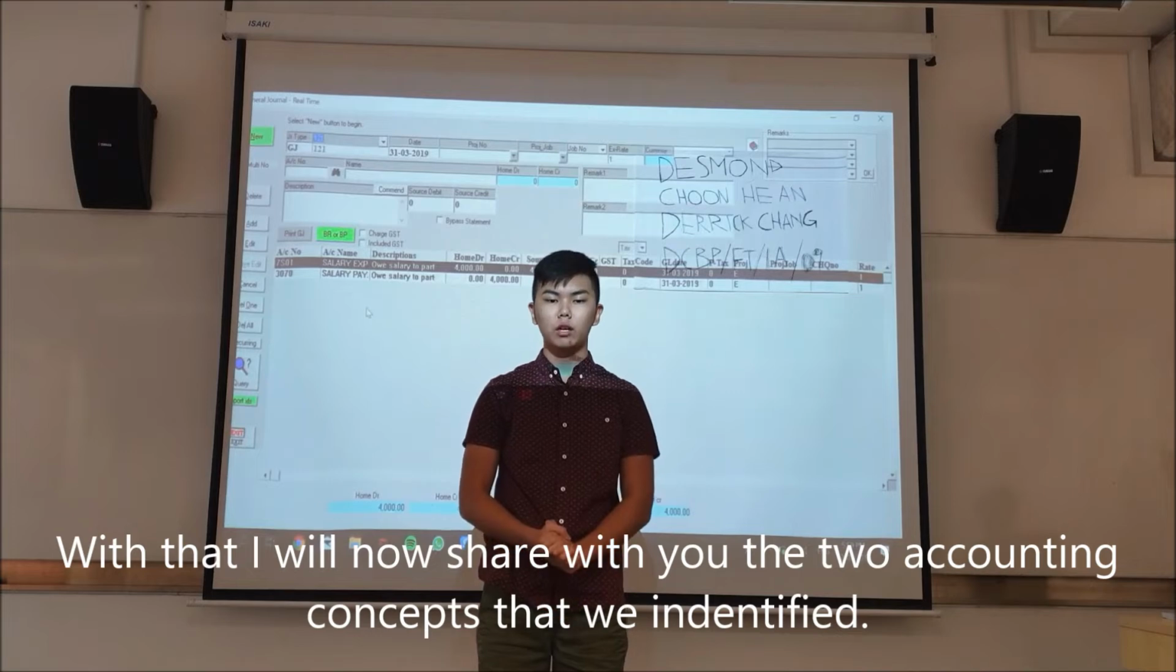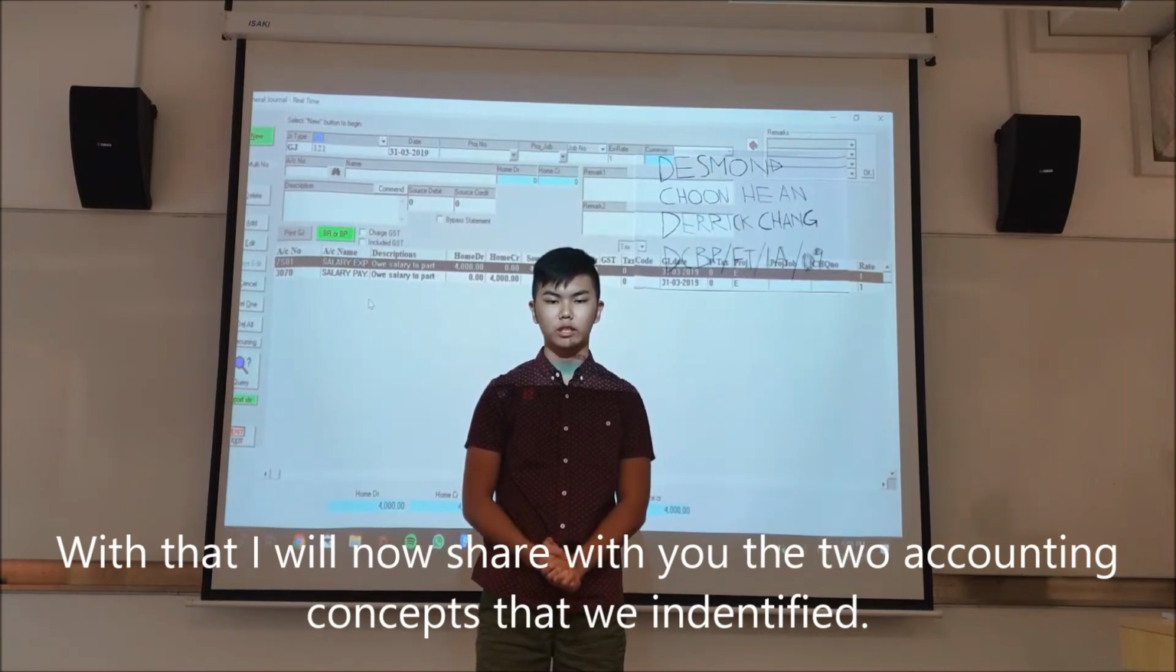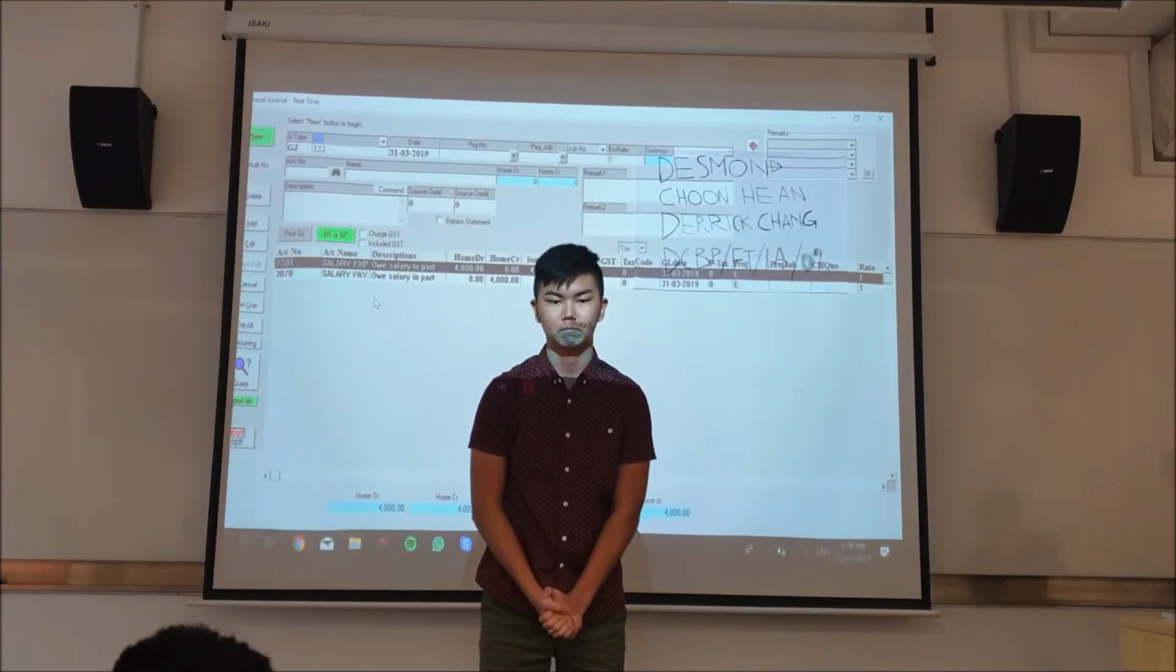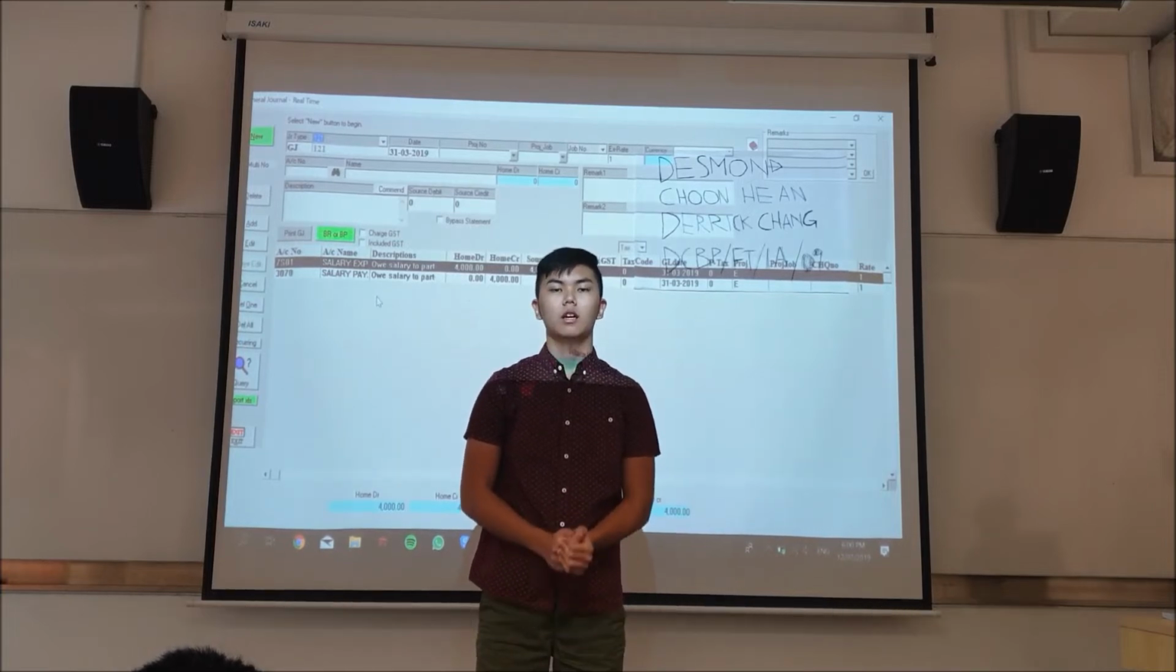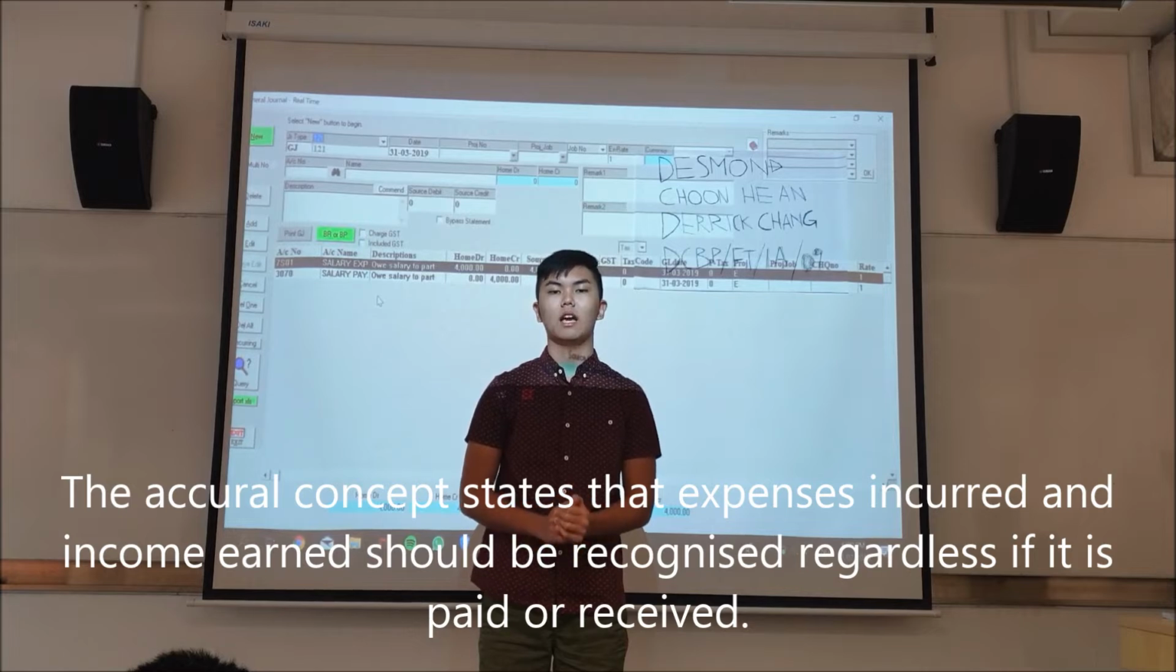With that, I will now share with you the two accounting concepts that we identified. The first accounting concept is the accrual concept. The accrual concept states that expenses incurred and income earned should be recognized, regardless if it is paid or received.